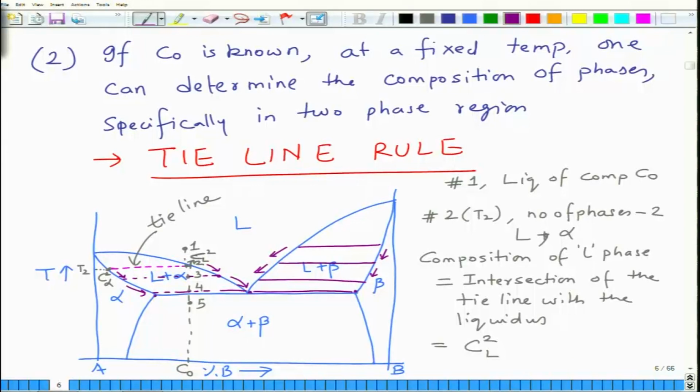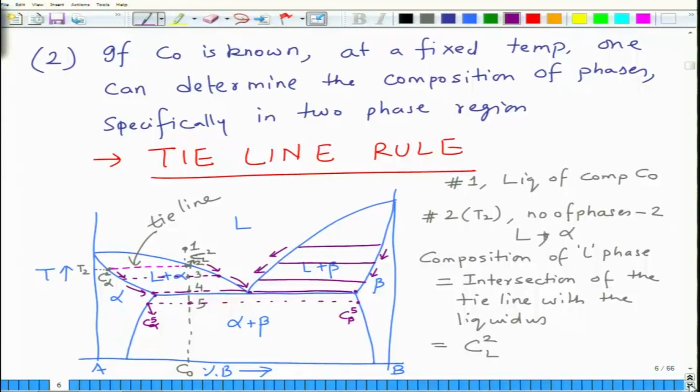So, when you come to point 5, you have a two phase region. You have alpha of this composition, so this is C alpha, and this is C beta 5. Okay. So, this is what you can do with the tie line.